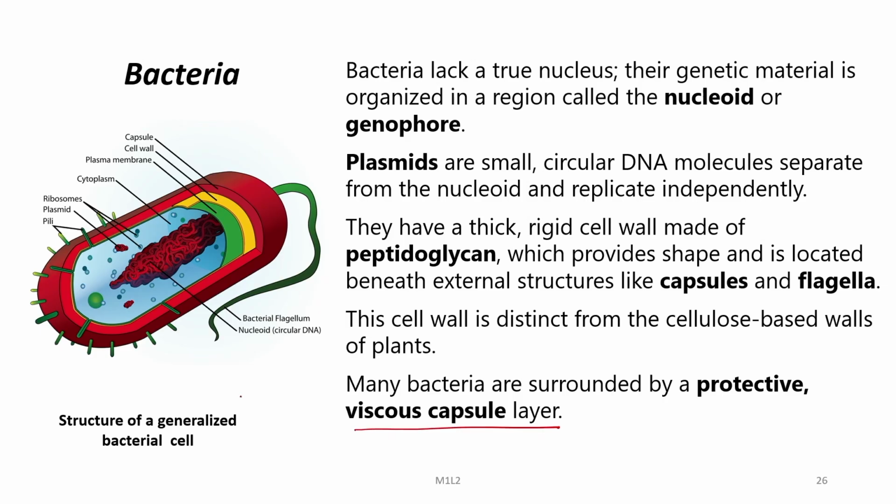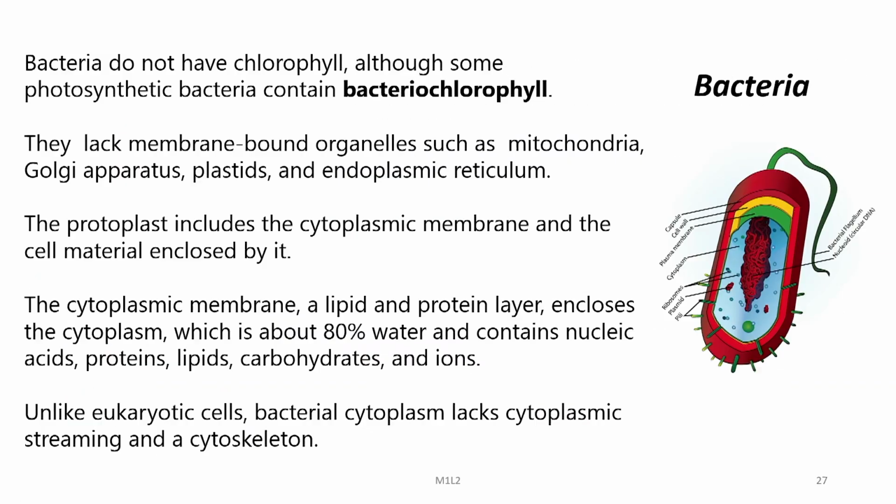In this figure, you can see a generalized structure of a bacterial cell, where you have the bacterial flagellum and the nucleoid, and then apart from this nucleoid, which is a genetic material, you have another small genetic material here, which is the plasmid. Then you have the plasma membrane, the cell wall and the capsule, which is a protective viscous layer. Bacteria do not have chlorophyll, although some photosynthetic bacteria contain bacteriochlorophyll.